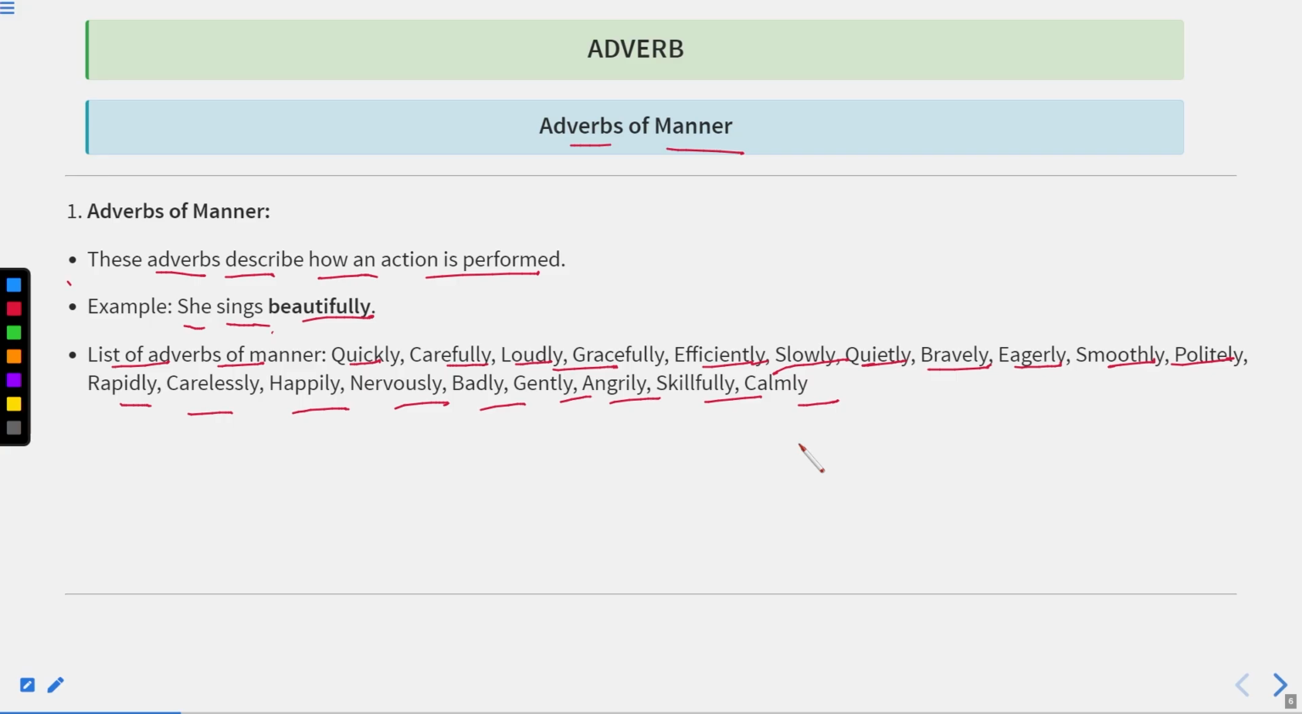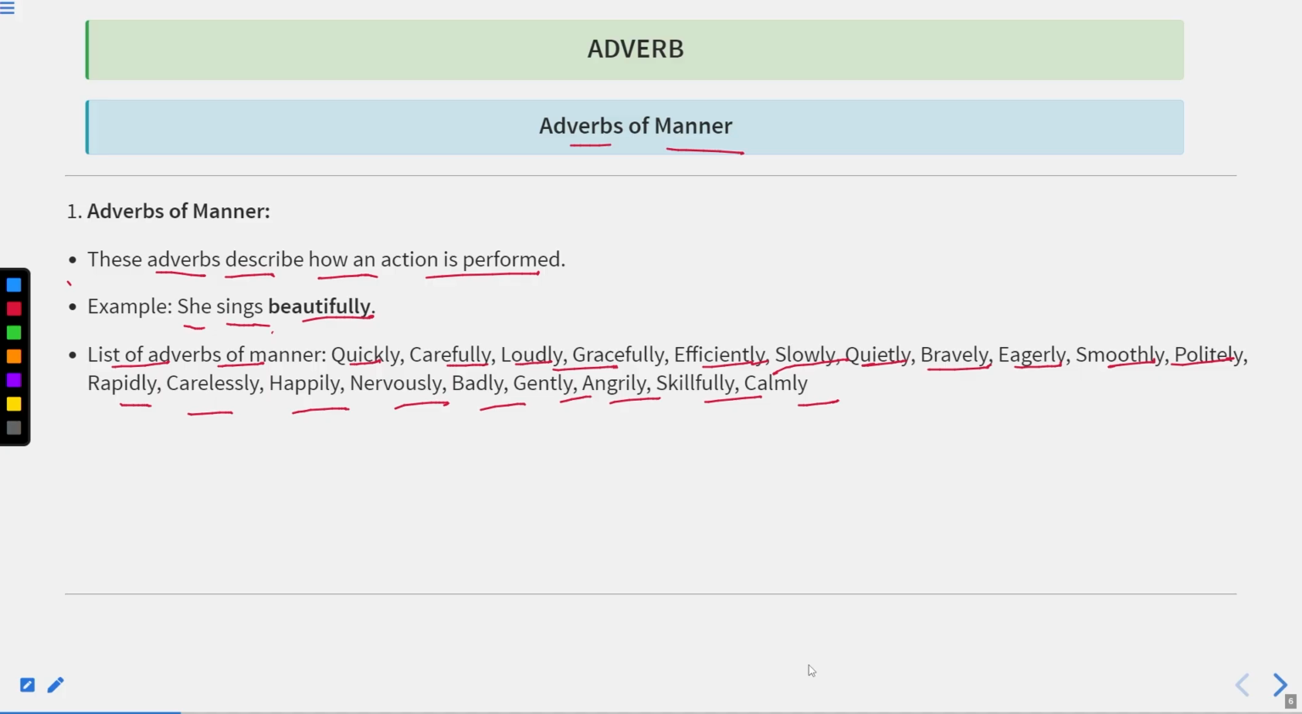Slowly means very slow speed. Quietly means you are just stuck in your work and you are quiet. Okay. Bravely, it means courageously. It means with courage. Okay, with brave. It means you are just going to do that work without any fear. Eagerly, excitedly, smoothly in a sequential manner. Okay, nothing is going as a hindrance over there. Politely means softly. Rapidly, quickly. Carelessly, with nothing with care.